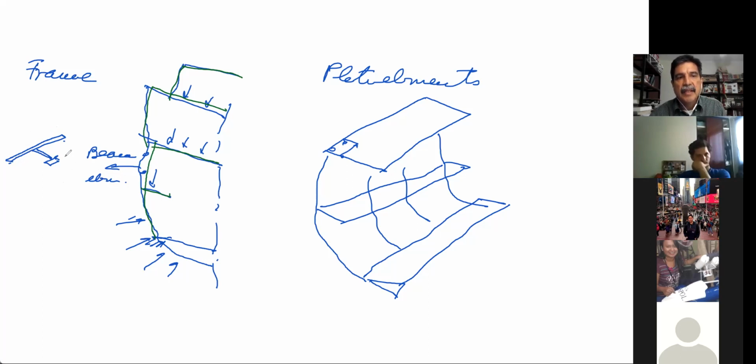Still, you see something like this, but this is a plane analysis. Okay, the elements are beams, which are defined between joints, but the sectional properties were calculated internally once you define the section of the beam.